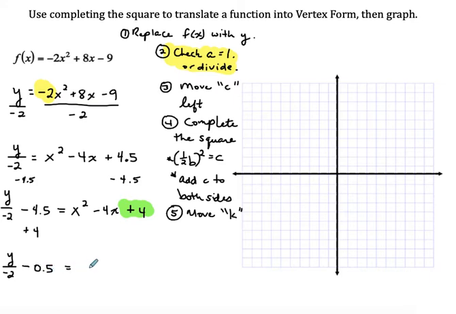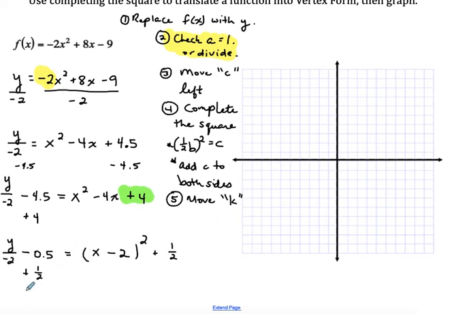And that is equal to, and now I can write this in factored form, so x minus 2, take half of that b, squared. So now I can add the half back onto this side. And so now I've got y divided by negative 2 is equal to x minus 2 squared plus a half. But I'm not done because y is not by itself.